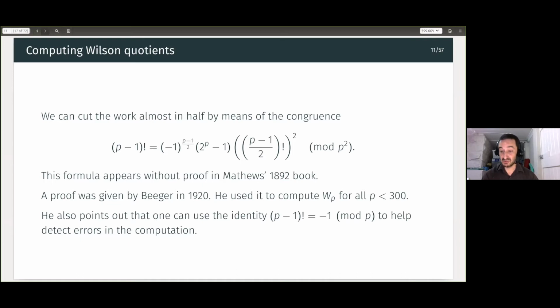So Beeger used this to compute the Wilson primes up to 300. So he actually did this computation by hand. And you can see that he's interested in computational complexity, right? The fact that this identity is saving him some work. Obviously, if you're doing this by hand, that's really important. But he's also interested in something that modern computational number theorists are interested in, which is correctness. If you're doing a big computation, you're going to make mistakes. How do you avoid mistakes? And he points out that you can use Wilson's theorem, this identity, to check that you haven't made any mistakes. Because once you've computed it modulo p squared, you can check if your computation is correct modulo p.